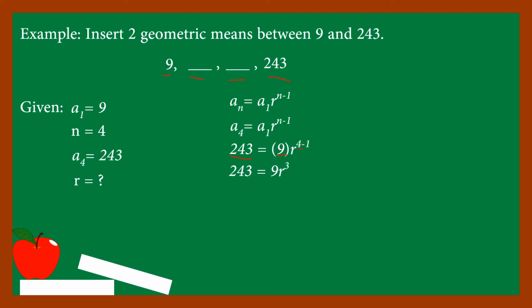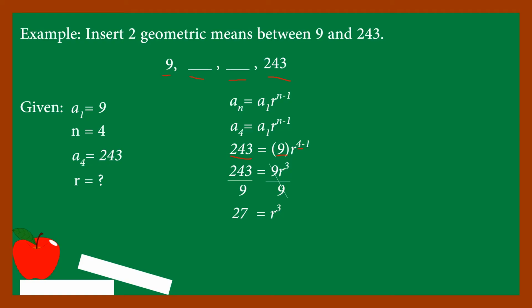Okay, next. Now we're going to solve for r. Since r may numerical coefficient pa siya na 9, para matanggal natin yung numerical coefficient na 9, we're going to divide both sides by 9 so that we can cancel 9. So yung sa left side, we have 243 divided by 9. And sa right side naman, we have 9r cubed divided by 9. So 243 divided by 9 is equal to 27. At yung natira naman sa right side, we have r cubed.